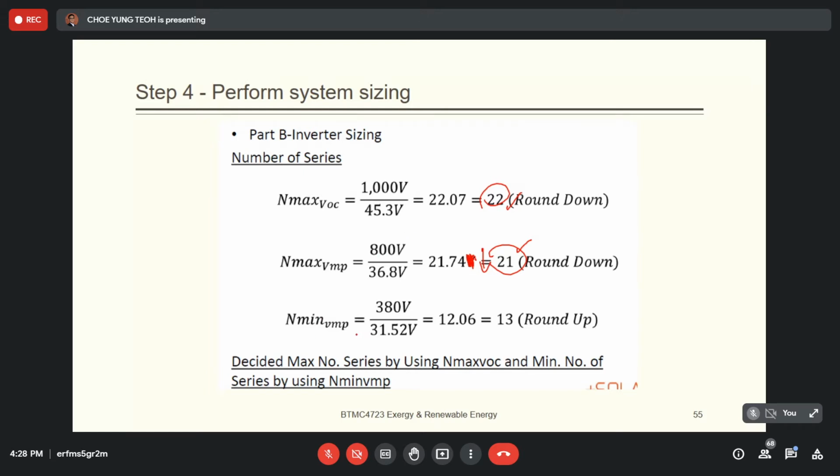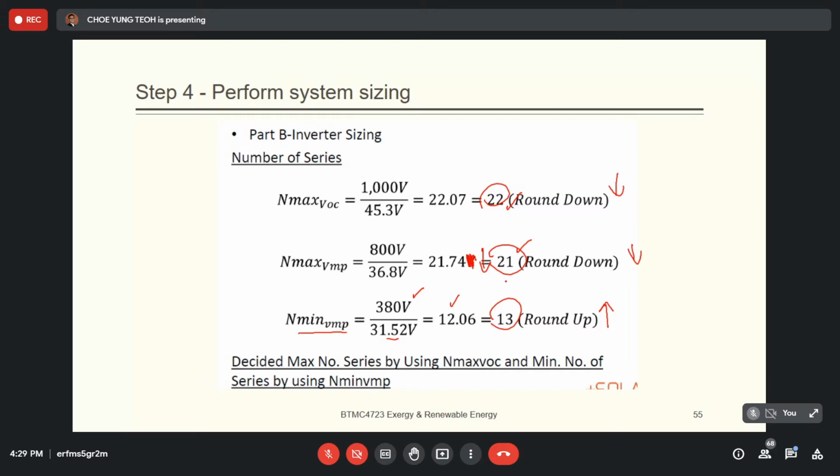Okay, and then you see the minimum number. Same thing, we use the lower range of the voltage, 380, divided by the minimum voltage for each panel, which is 31.52. So we know that I need to connect at least 12.06 pieces, then I round up to 13. The first two are rounded down, and the last one is rounded up, so they fall within the range. So I get a minimum of 13.